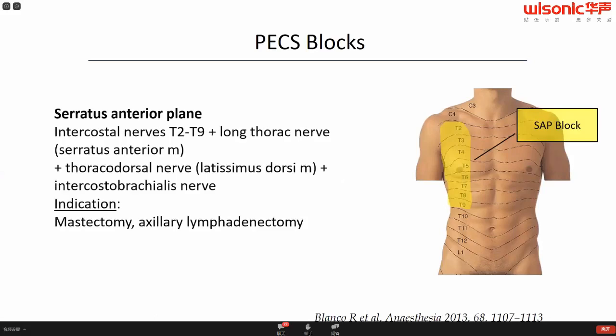The last one of the PEC blocks is the serratus anterior plane block. With this block, you will block the intercostal nerves T2 to 9, the long thoracic nerve, the thoracodorsal nerve, which innervates the latissimus dorsi muscle, and the intercostobrachial nerve. Indications for these blocks are, for example, major breast surgery or lateral thoracic wall surgeries.